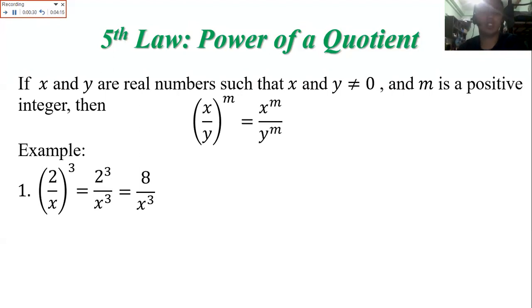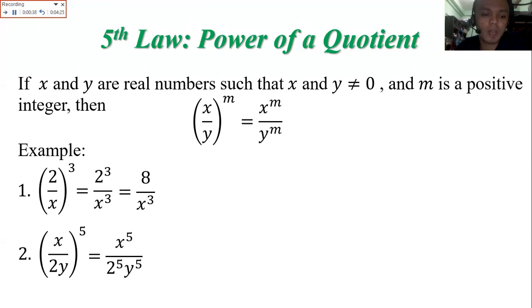That is the final answer. Next, x over 2y raised to 5. Distribute the exponent 5 to x and 2y. We have x raised to 5 over 2 raised to 5, y raised to 5. Then 2 raised to 5 is equal to 32. This means we multiply 2 by itself 5 times: 2 times 2 times 2 times 2 times 2, and that would be equal to 32. Then copy y raised to 5.